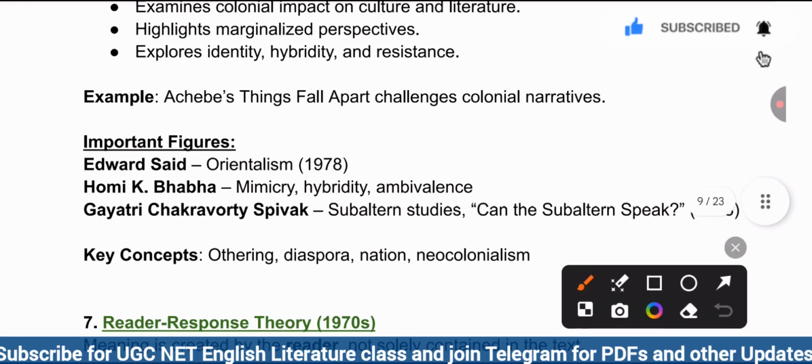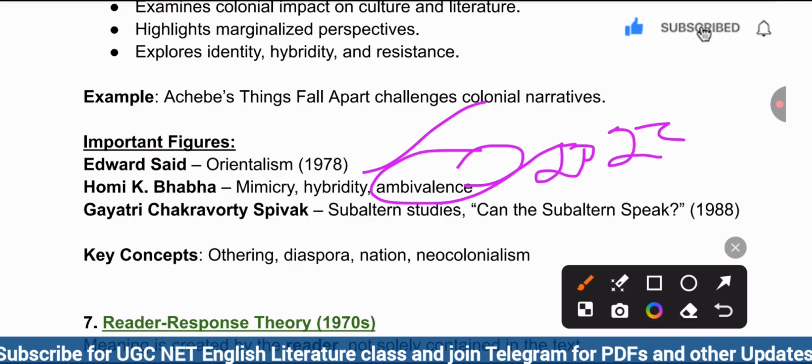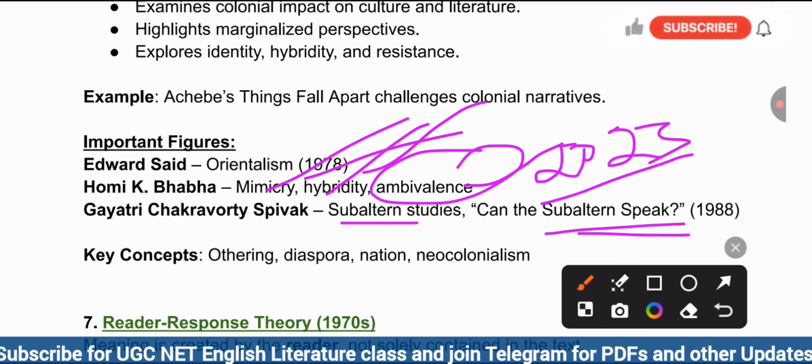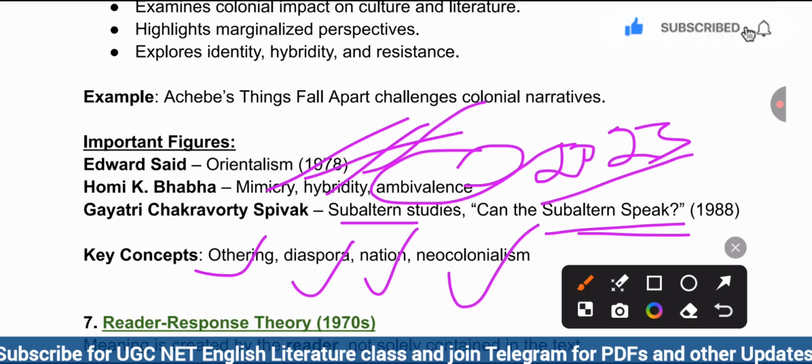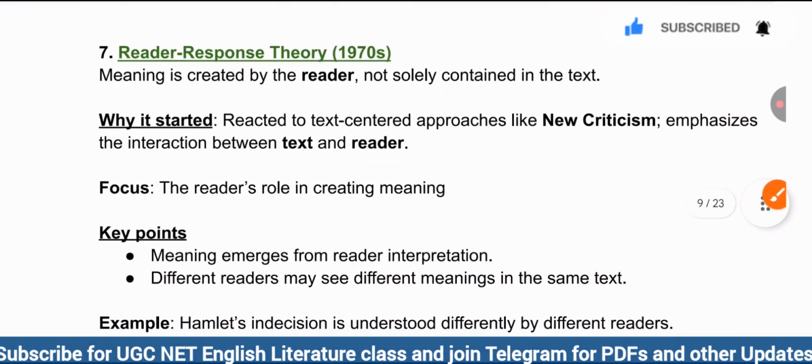Important figures: Edward Said, Orientalism; Homi K. Bhabha, mimicry, hybridity, ambivalence. Ambivalence was a matching question in December 2023. Gayatri Chakravorty Spivak, hybridity is also there, mimicry, so you know. Gayatri Chakravorty Spivak, subaltern studies, Can the Subaltern Speak is a very important work, so do not miss it. Othering, diaspora, nation, and neocolonialism. This you will find in post-colonial theory. Another one we have is reader response theory.